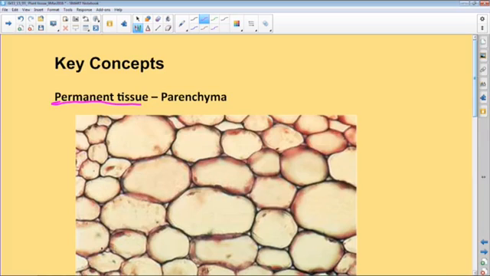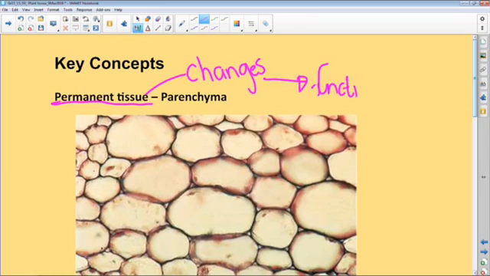Now the first tissue we're going to look at, and you see I've said there that it's a permanent tissue. What does a permanent tissue mean? It means that it was a meristematic tissue, but a meristematic tissue changes, right? And it changes to give rise to a tissue that performs a particular function. Because what do tissues do? They perform a particular function.